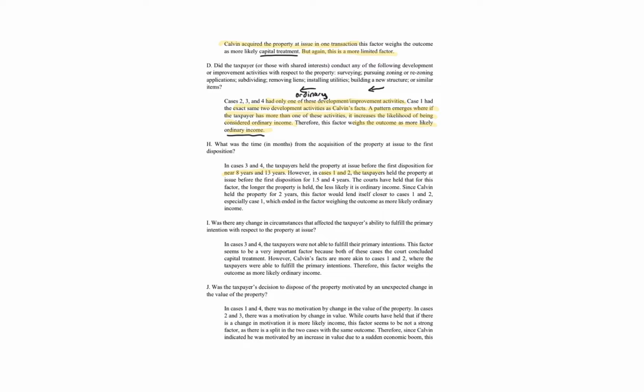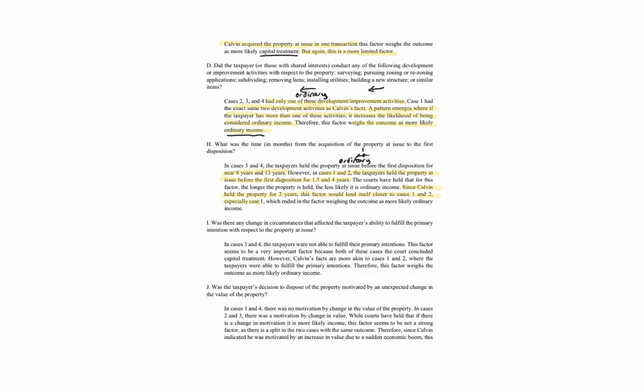Cases 1 and 2, though, were 1.5 and 4 years. So Calvin held the property for 2 years, which lends itself more to cases 1 and 2, especially case 1, right? 18 months or 1.5 years and 2 years. I mean, again, just like the item above, it's getting closer and closer to ordinary. We're going closer to case 1, not case 2.